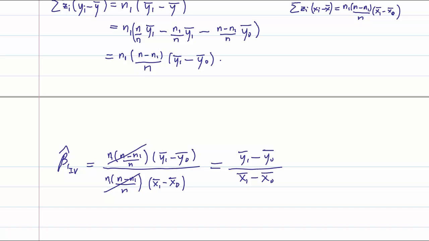So if we look at the top part, we see that it's a difference for the y between the treatment group and the control group, and at the bottom is a difference between the x's, the average x between the treatment group and the control group. This gives us exactly the instrumental variable estimator.